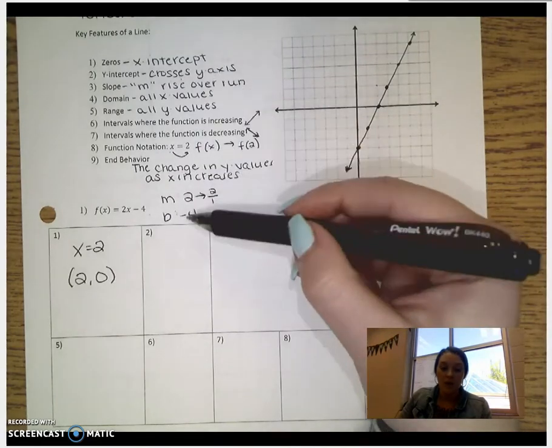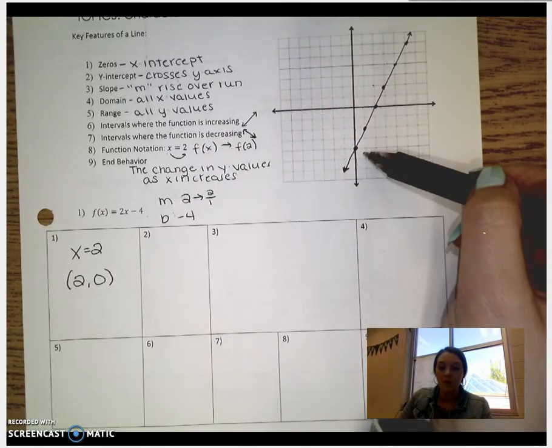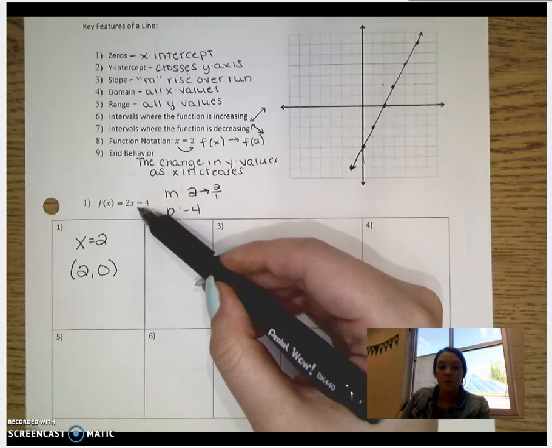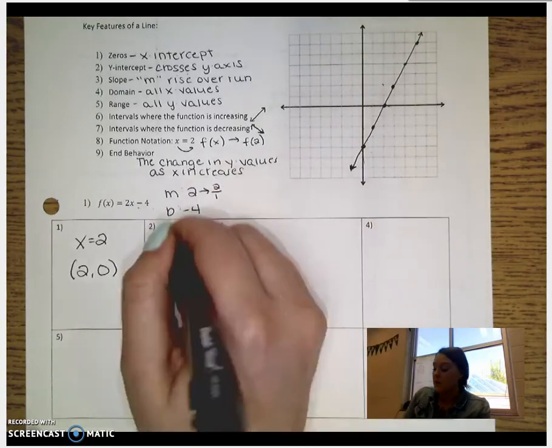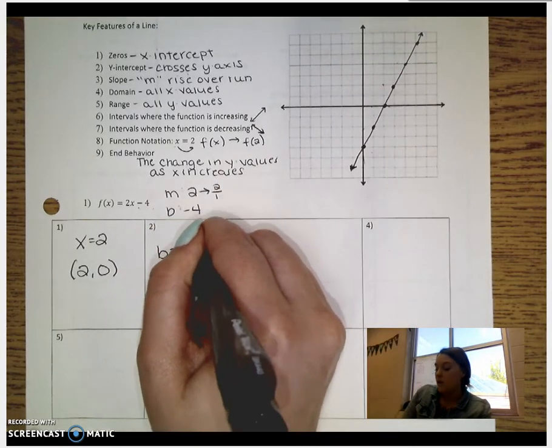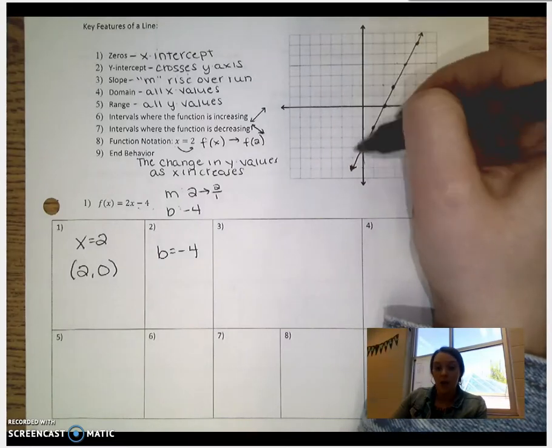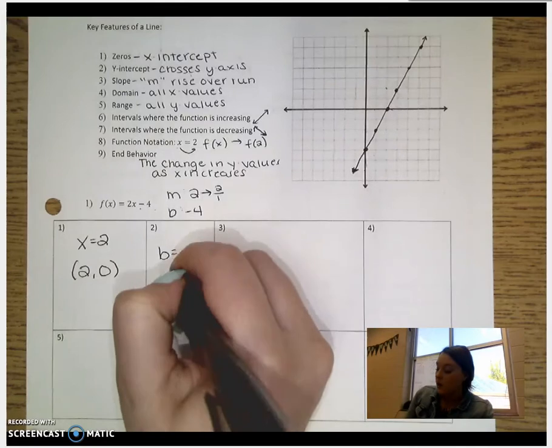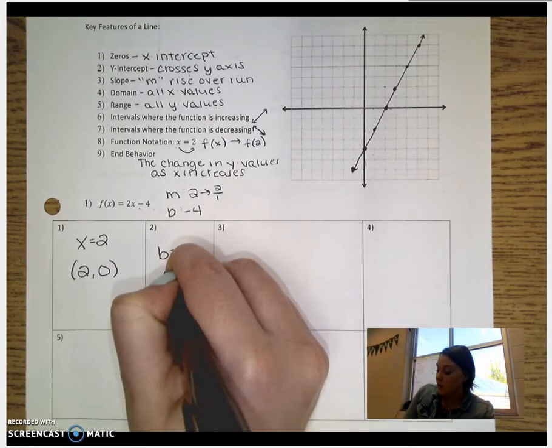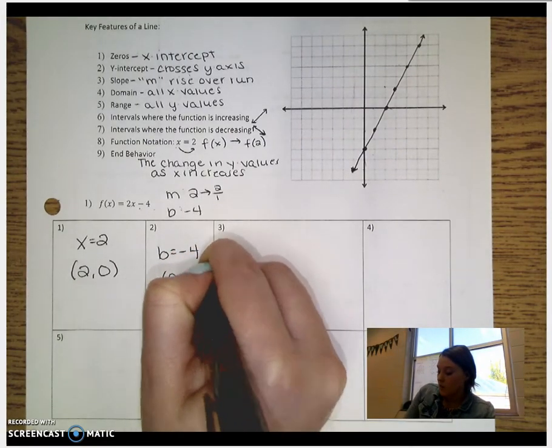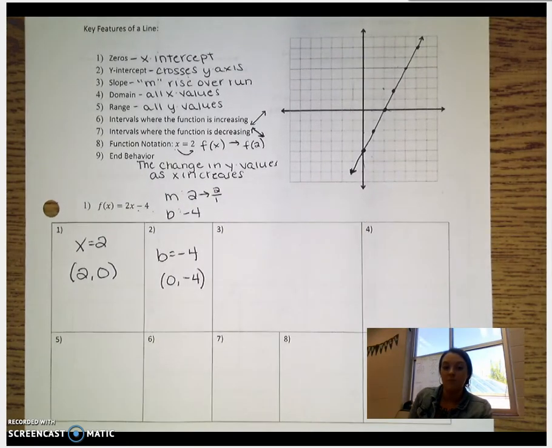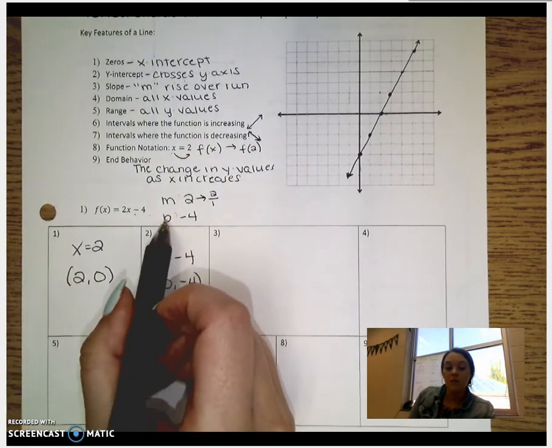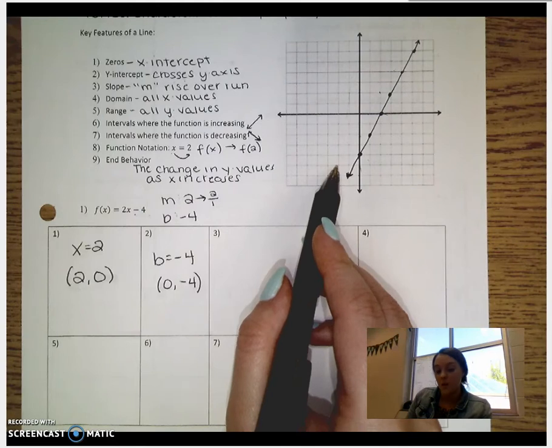My y-intercept, you can see from the function or from the graph, your y-intercept is your b value, so it's going to be this negative 4. You could also see that on your graph where it crosses the y-axis is negative 4, and that's going to be over 0, down 4, just like that. Your slope is given to you in your function, and you could see it on your graph.